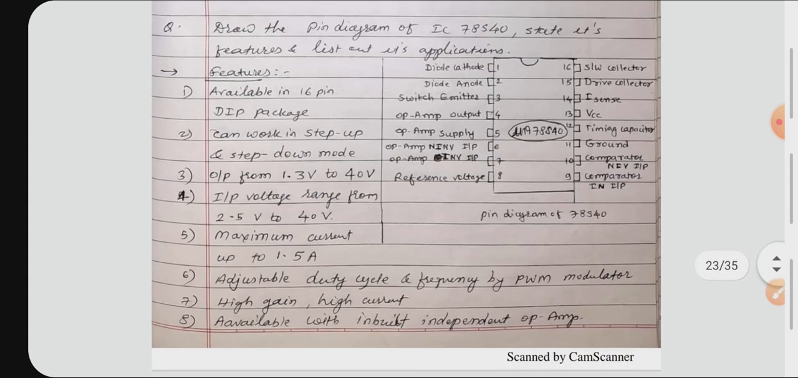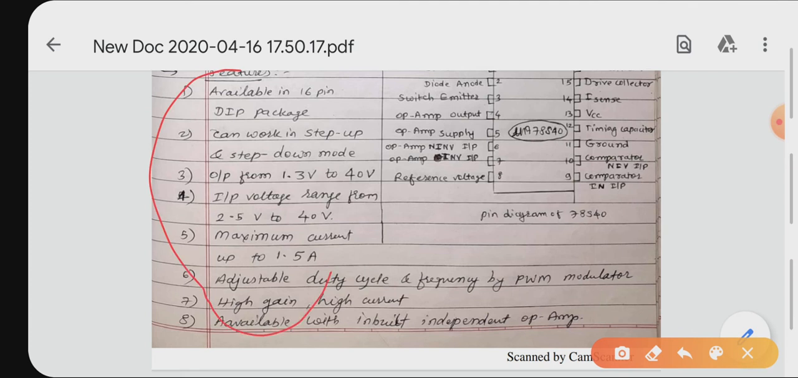Another question can be asked in the exam. Draw the pin diagram of IC 78S40 and state its features and list out its applications. It is a very popular IC used as an SMPS IC, switched mode power supply IC, 78S40. It is available in a 16 pin DIP package. It can work in step down and step up mode. The output varies from 1.3 volt to 40 volt. Input voltage range is from 2.5 to 40 volt. Maximum current is up to 1.5 ampere. So these are the features of IC 78S40.